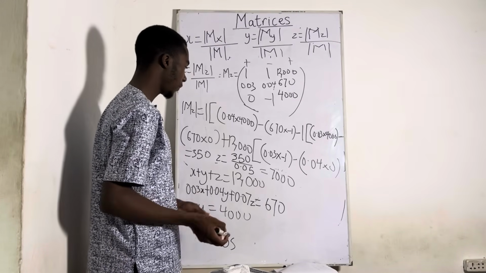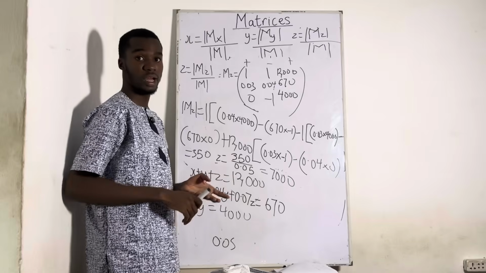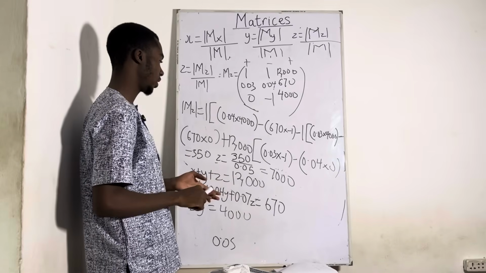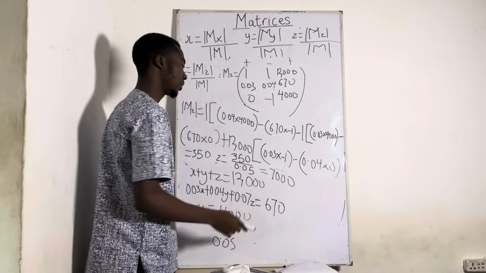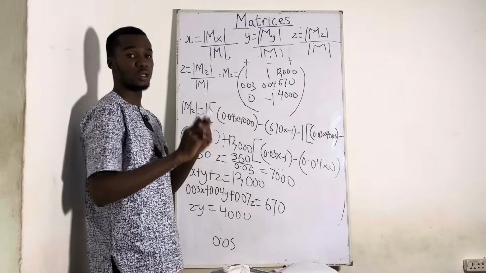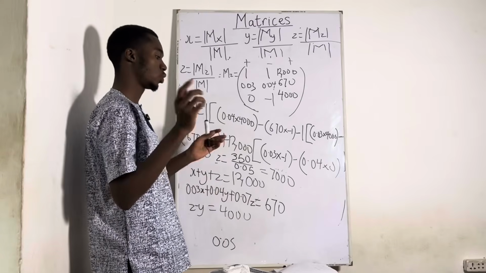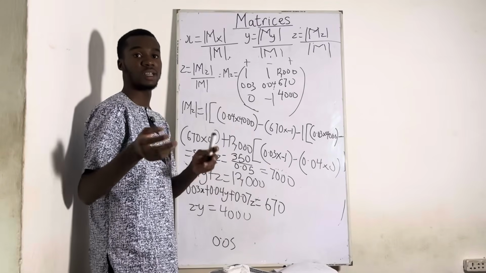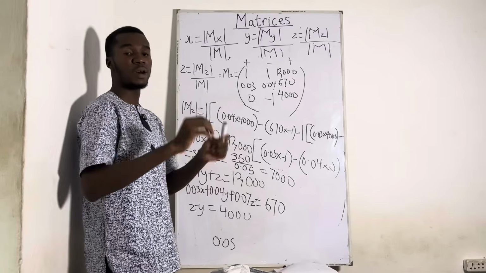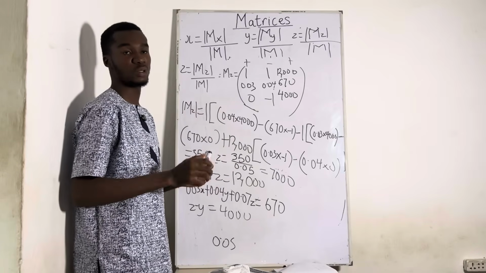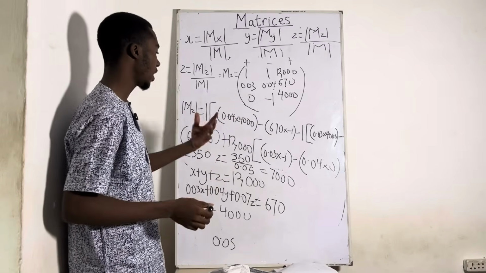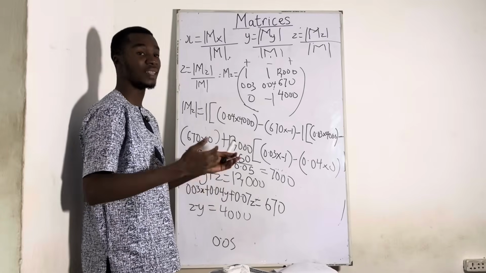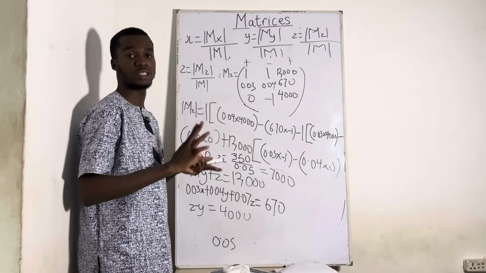So now for X, we got 2,000. For Y, we got 3,000. And for Z, you're getting 7,000. When you add all, 2,000 plus 3,000 plus 7,000, you're getting 12,000, which is how much he invested. So it means our answer is correct. Another thing which is good about this question is that after you are done, you can check if your answer is correct or wrong.